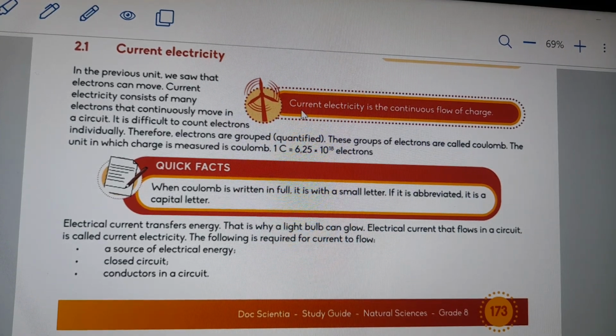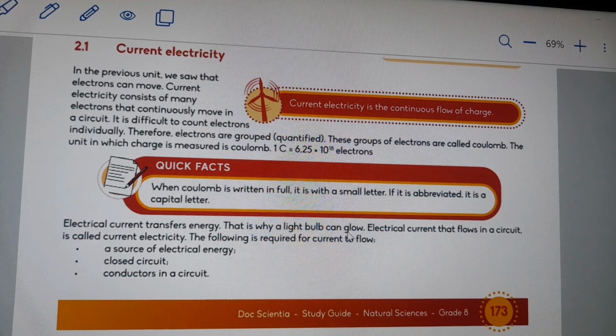Now let's get the definition of current electricity. Current electricity is the continuous flow of charge. You need to know this definition. When coulomb is written in full, it is with a small letter. If it is abbreviated, it is a capital letter. So abbreviated is C in capital letter, and when we write it in full, the c is small to say coulomb.